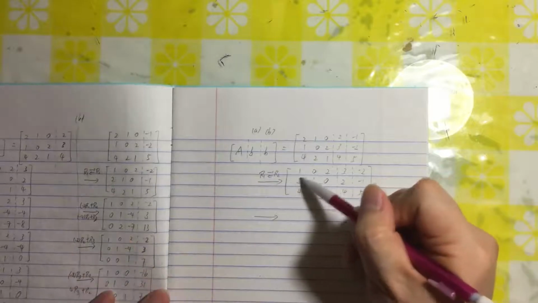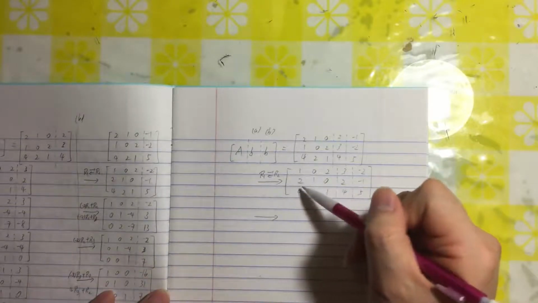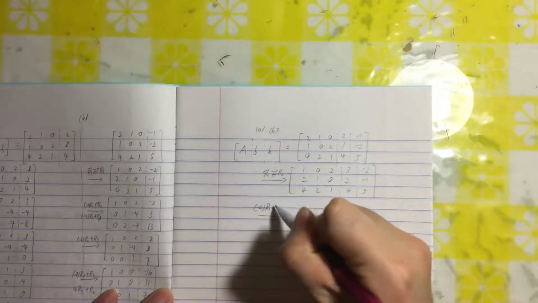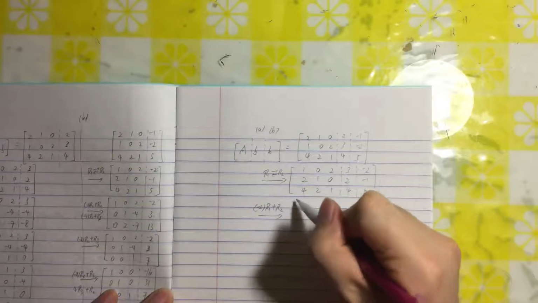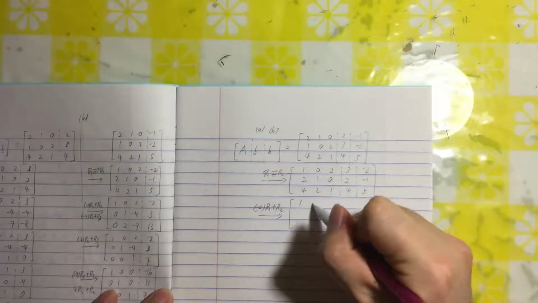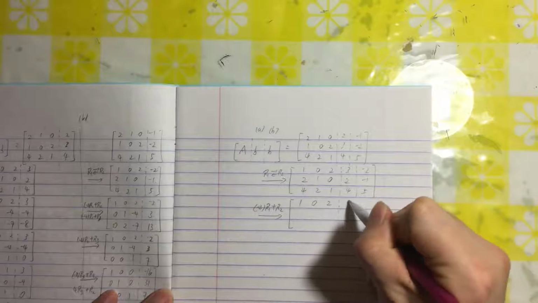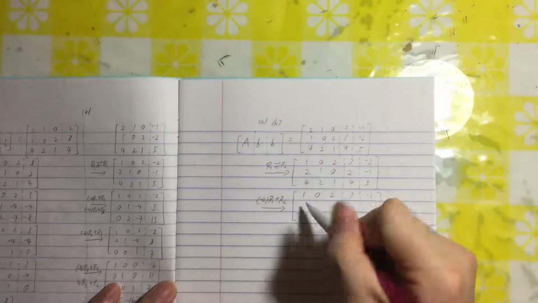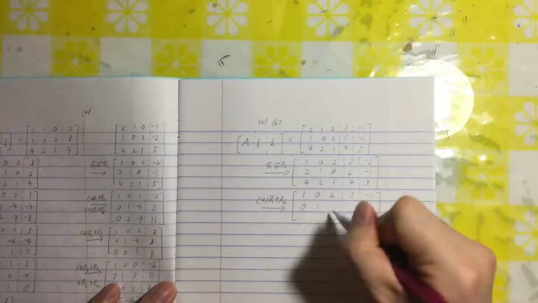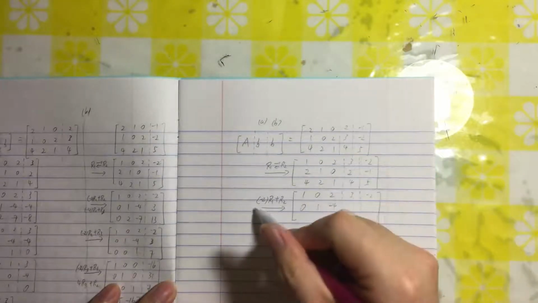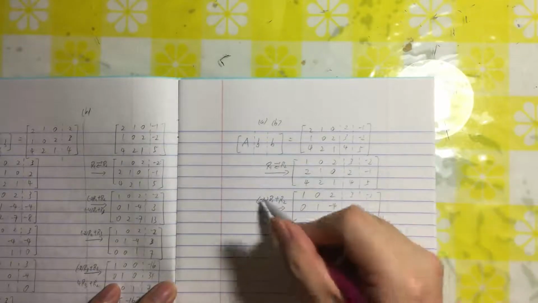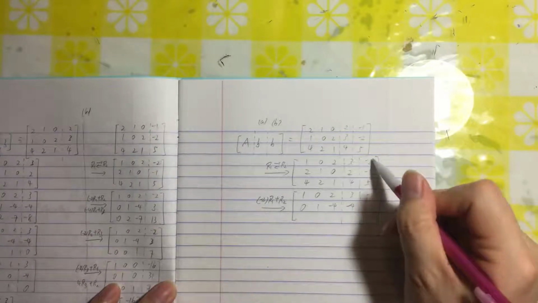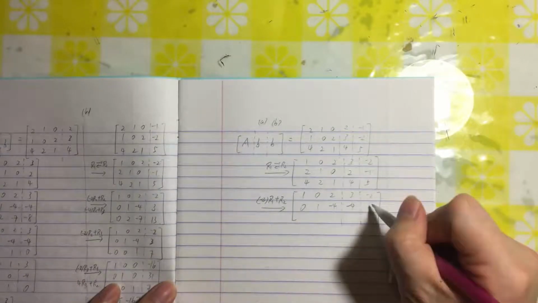Next, try to make 0 here. That's a leading one. Make 0 here, 0 here. So I can multiply first row by -2. Add it to the second row. Leave first row the same. 1, 0, 2, followed by 3 and -2. I get 0, 1, -4. -2 times 3 is -6. -6 plus 2 is -4. -2 times -2 is 4. 4 plus -1 is 3.